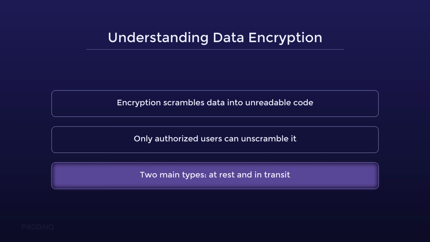Two main types, at rest and in transit. At rest means data is encrypted while stored, like on a hard drive. In transit means it is encrypted while moving over a network. For example, your online banking data is encrypted when sent to the bank's server. This dual approach ensures your information is protected both when stored and during transmission.